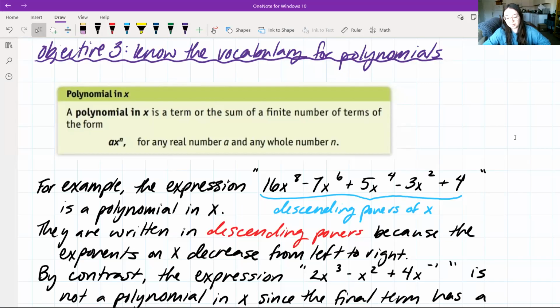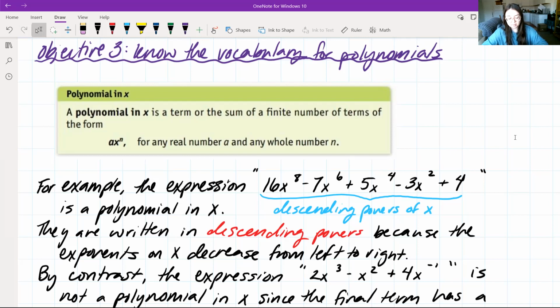But all right here. So we're looking at the form of A x to the power of n for any real number A and any whole number n. So A would be our coefficient, x is our variable, and n is our exponent. So for example, the expression 16x to the power of 8 minus 7x to the power of 6 plus 5x to the power of 4 minus 3x to the power of 2 plus 4, these are all in descending powers of x. And this is a polynomial in x.